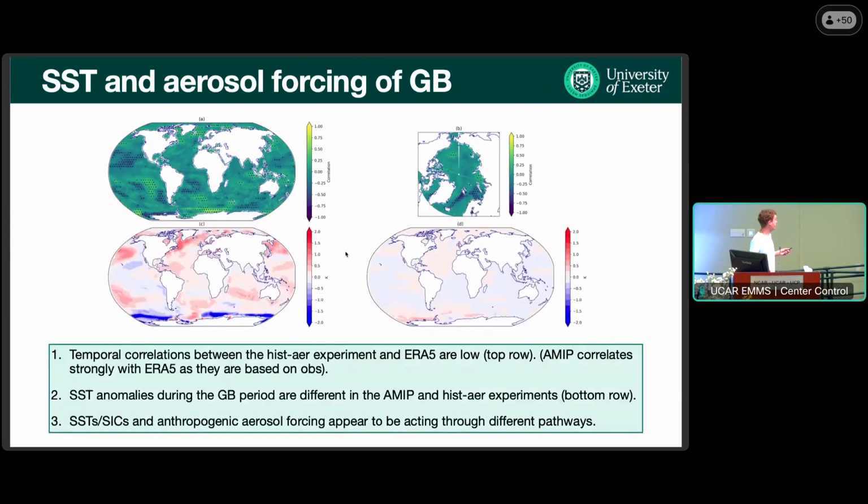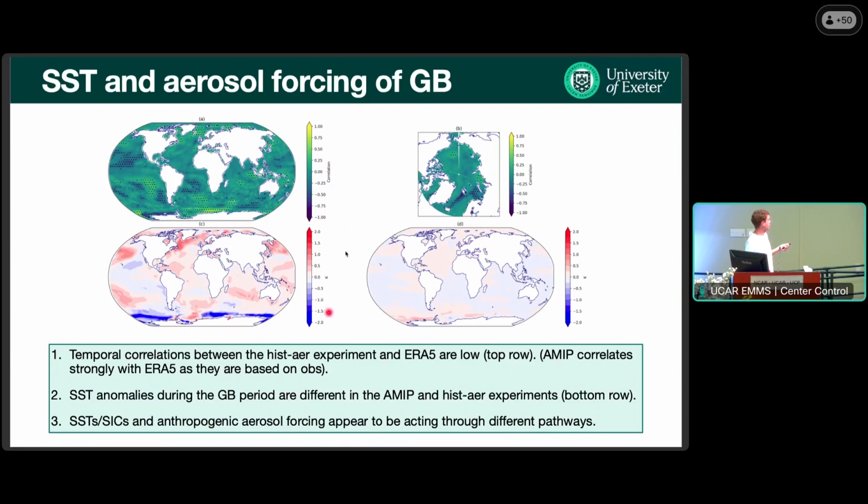The top panels show temporal correlations between SSTs in the AMIP and aerosol experiments. We think if the aerosol experiments were modifying the SSTs, they'd have a similar time evolution to that in the AMIP, because AMIP follows the observed time series. But we find that correlations are very low, negative or weakly positive. So we don't think that aerosols are having the same impact as the SSTs.